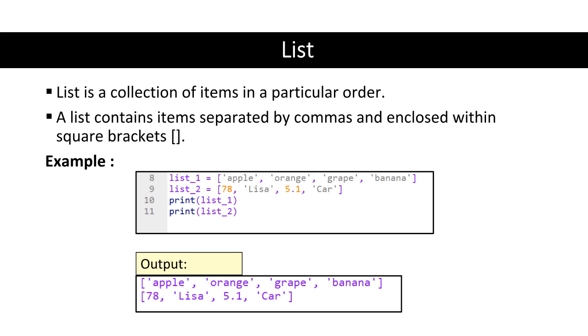Let's look at this code. We define two lists. List_1 contains strings: apple, orange, grape, and banana. List_2 contains mixed data types: an integer 78, a string Lisa, a float 5.1, and another string car. Next, we use print(list_1) and print(list_2). Python prints the entire list exactly as stored, including square brackets and commas. That's why the output shows, first line, all elements of list_1, second line, all elements of list_2.